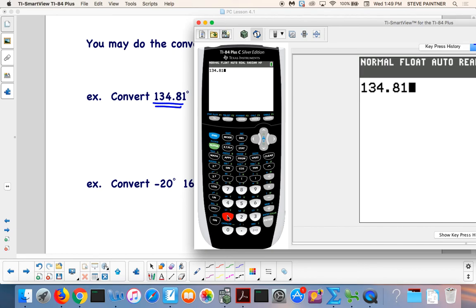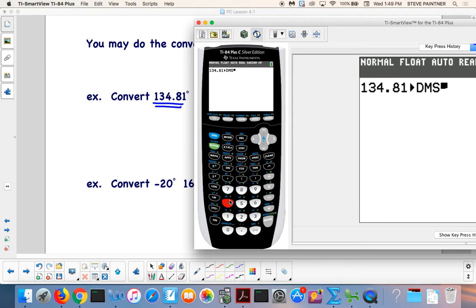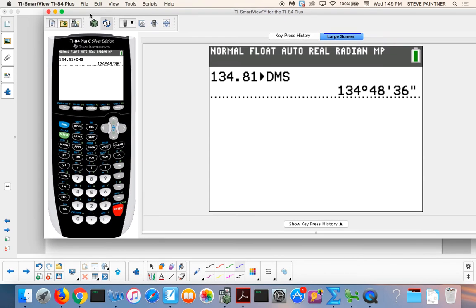You go to this button called apps. What's the word above apps? Angle. Second, angle. And you want DMS, degrees, minutes, seconds. Hit number 4. Hit enter. Whoa, and it comes out right there. That's cool. So 0.81 is equivalent to 48 minutes, 36 seconds. Write that down. I'm not going to write it down. Did you see how I did it? I went second, apps, because the word above apps is angle. Okay, let's do the next one.